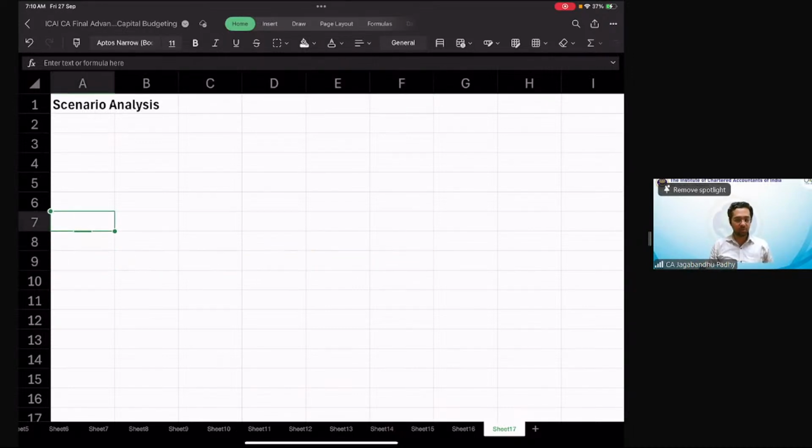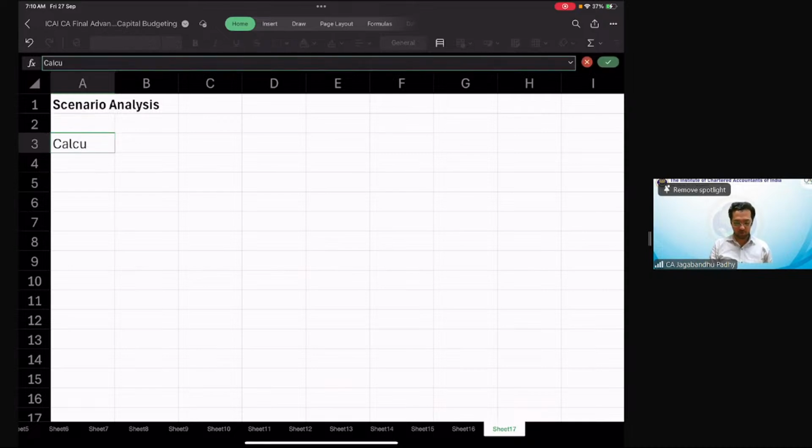Okay, so let's go ahead with the calculation of NPV under different scenarios.